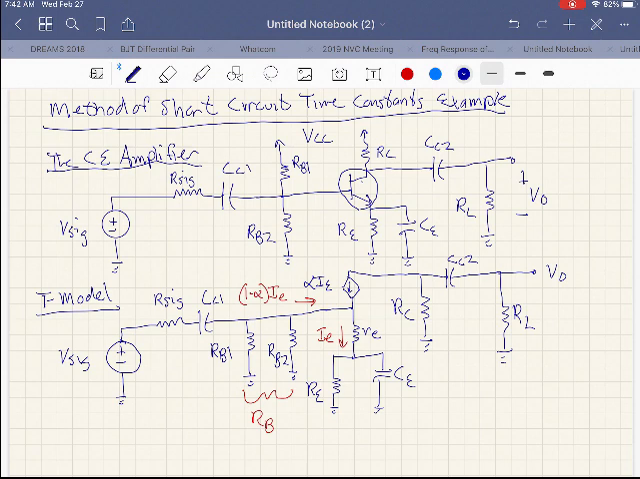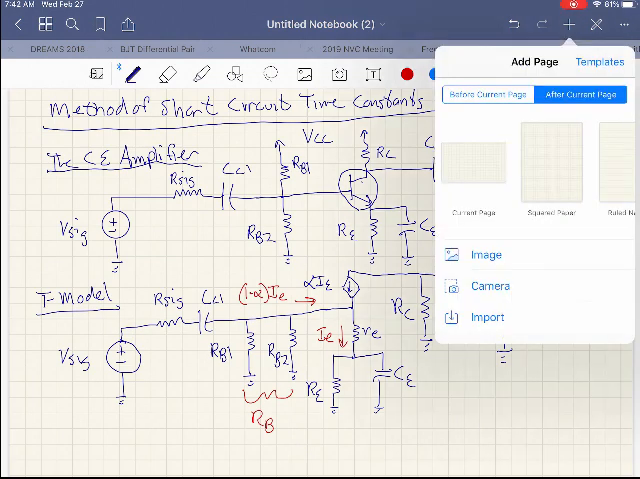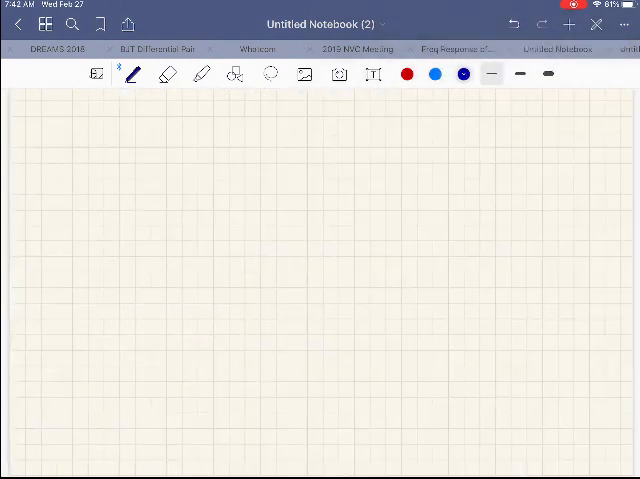So here's our T model, and we went through the steps in class on how to apply this method of short circuit time constants. So let's do that. This is the circuit we're going to be working off of. So let's make a new page, and let's say we're applying the method of short circuit time constants.